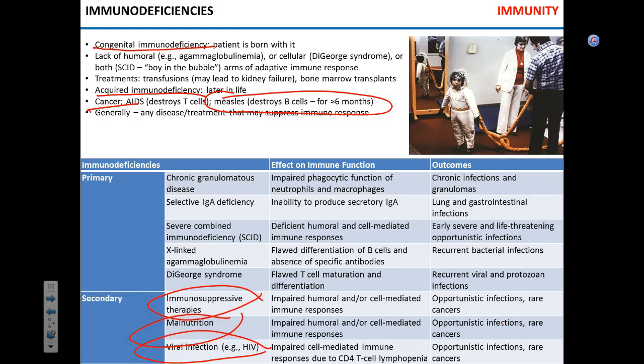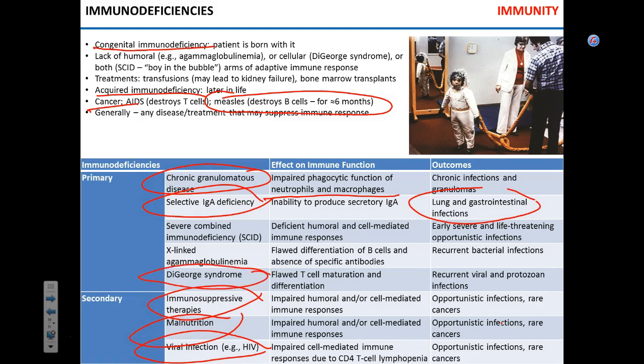Now, congenital. Granulomatous disease is a disease that affects phagocytes, neutrophils, and macrophages. That's probably the only really serious congenital disease that affects innate immunity. It's unpleasant, but compared to the adaptive deficiencies, it's rather benign. So, deficiency in IgA production, your mucosal immunity is gone. So infections of the respiratory and digestive tract, where secretory immunoglobulin A is common.